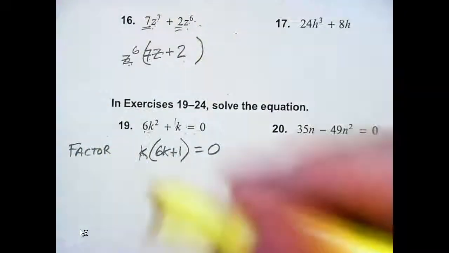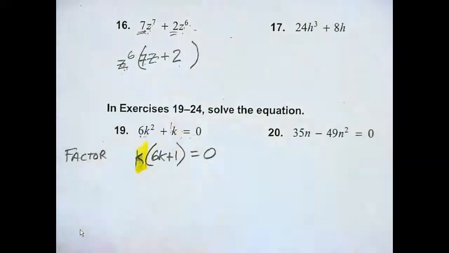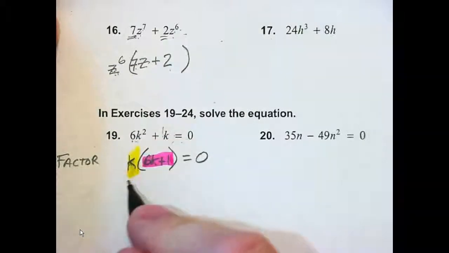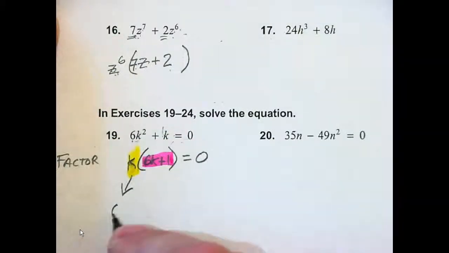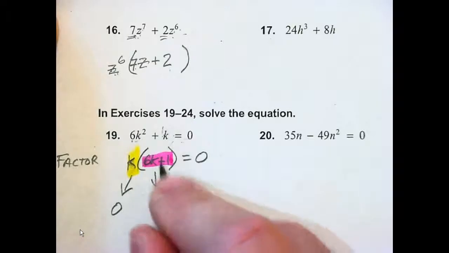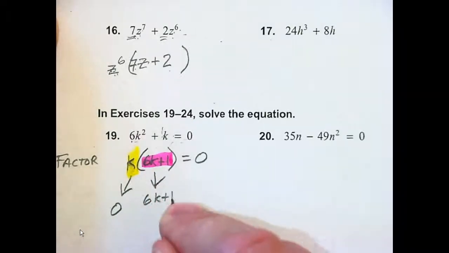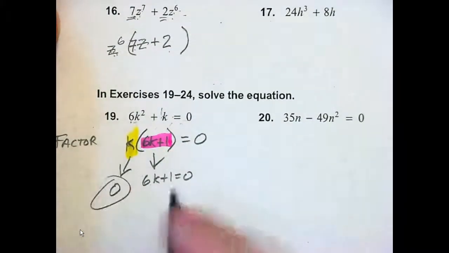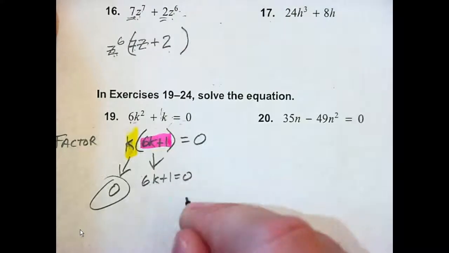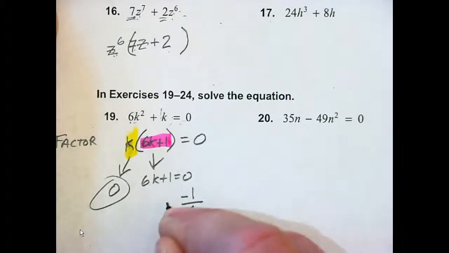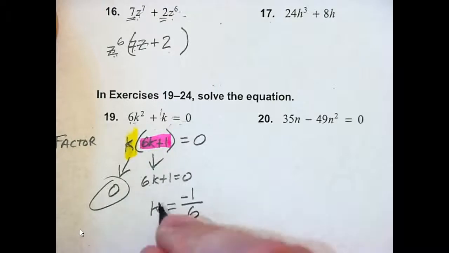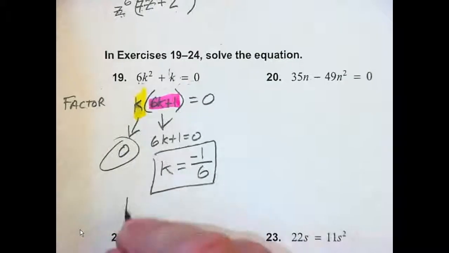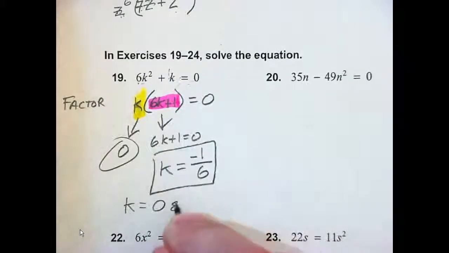This piece times this piece has to equal 0. That means this part is 0. What are the two steps involved here? What are the two things you have to do to solve that? Minus 1, divided by 6. Good. Yeah. Subtract 1, divide by 6. There, got it. K equals 0 and negative 1/6.